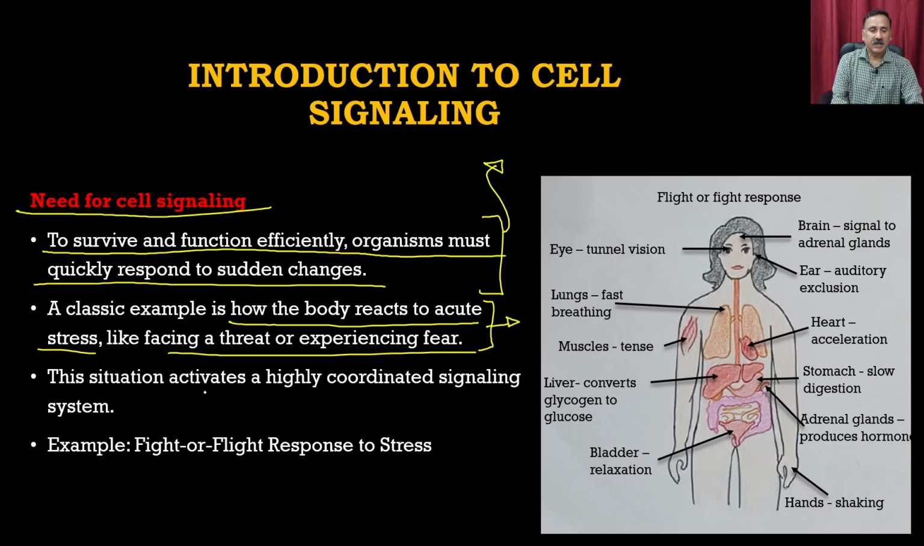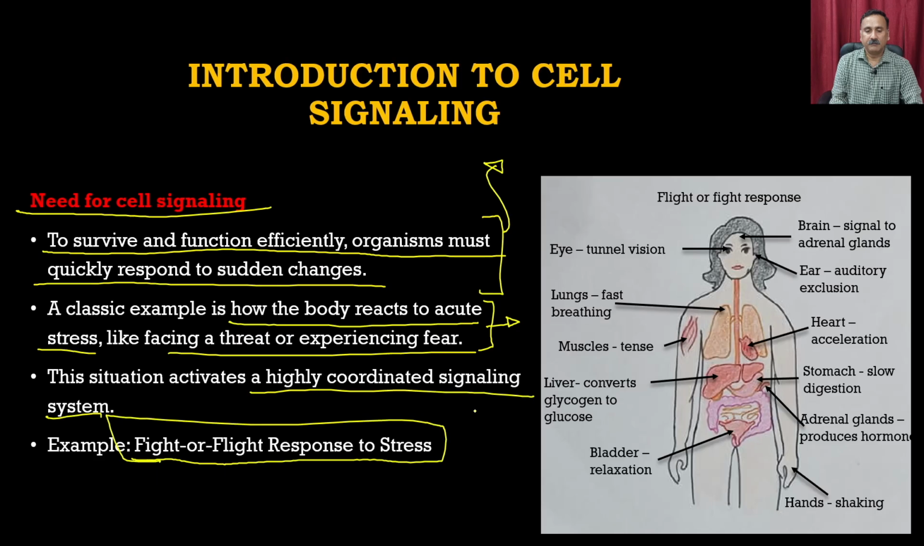And this situation activates different types of highly coordinated signaling events. One classical example is the fight or flight response to this stress, right? Suppose you see a lion, or if you encounter a dog, for example, in your street, right? Now, when you encounter a dog, you have two options. Either you will fight with this particular dog, and it will run away, or you will decide, okay, I will not fight, I will run away.